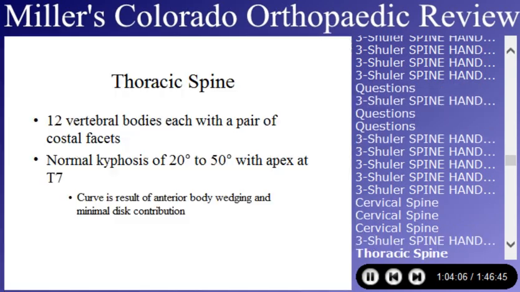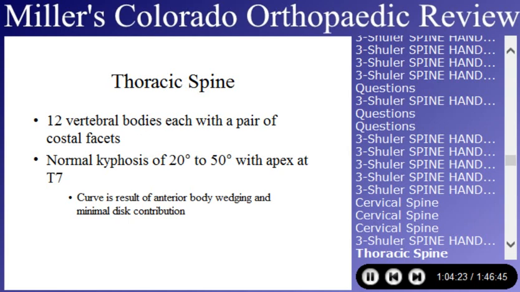12 thoracic bodies, with costal facets. Kyphosis is normal at 20 to 50 degrees, with apex at T7. I have not really seen a test question on that, but I have seen a test question on the next point. Don't forget the lordosis in the lumbar spine is a lot of times due to your intervertebral disc and not the body.